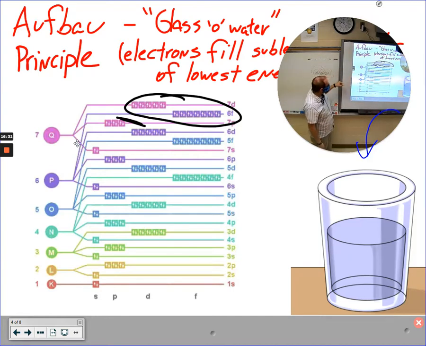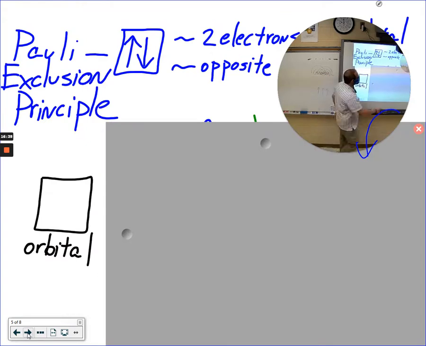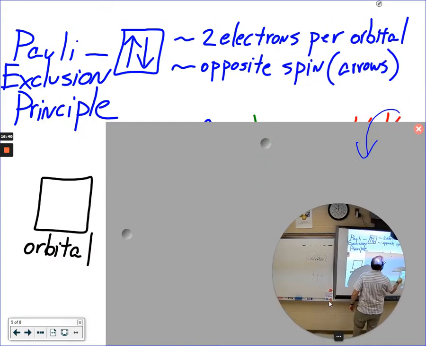So, Aufbau principle. Electrons will fill the lowest energy levels before they start filling higher ones. The third principle is what's called the Pauli exclusion principle.